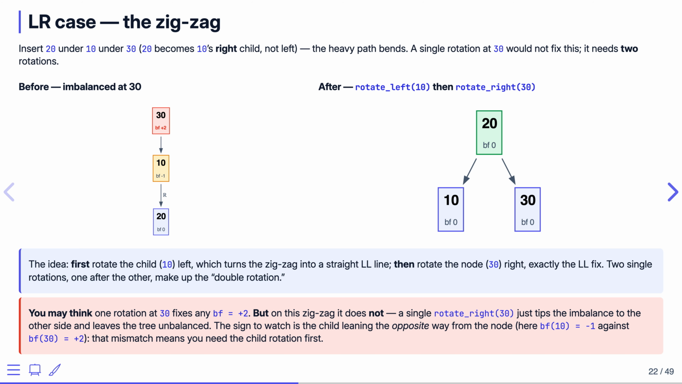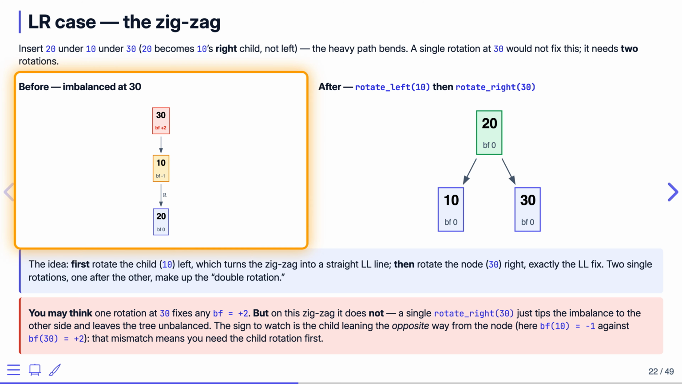The LR case is a zigzag. We insert 20 under 10 under 30, but this time 20 becomes 10's right child, not its left child. So the heavy path bends. One rotation at 30 will not fix this. It needs two rotations. The left figure shows the tree before the fix.